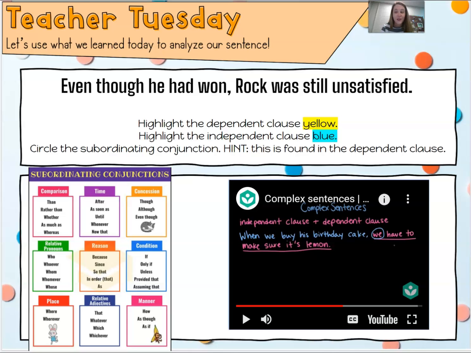Okay. So friends, you were able to see the complex sentence has those two parts. Remember, an independent clause that can stand on its own and a dependent clause that needs a little bit of help. And that dependent clause has one of those fancy subordinating conjunctions that make it dependent. So hop on over to Seesaw, highlight our dependent clause yellow, highlight your independent clause blue, and circle that subordinating conjunction. Later in the week, we'll check out a few other sentences for examples.